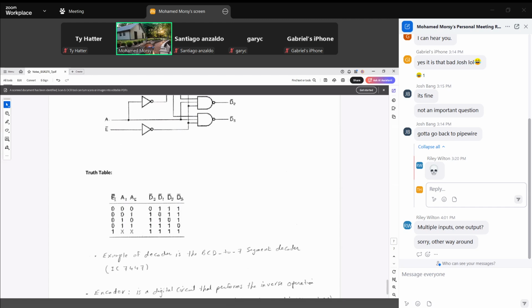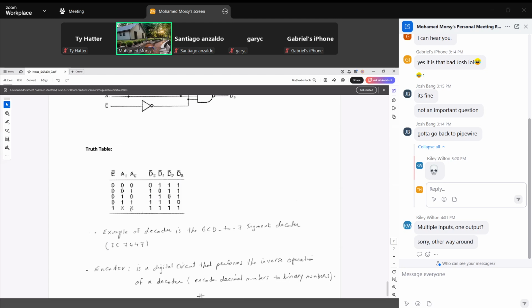If E inverted is 1, what is the symbol here under A1 and A0? It does not matter. Which means what we call it exactly? We call it don't care. Yes, you are right, we call it don't care. Don't care means whatever A0 and A1 are, we don't care if E inverted is 1.